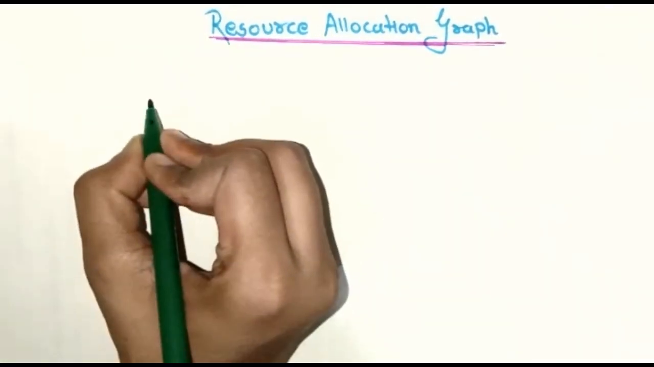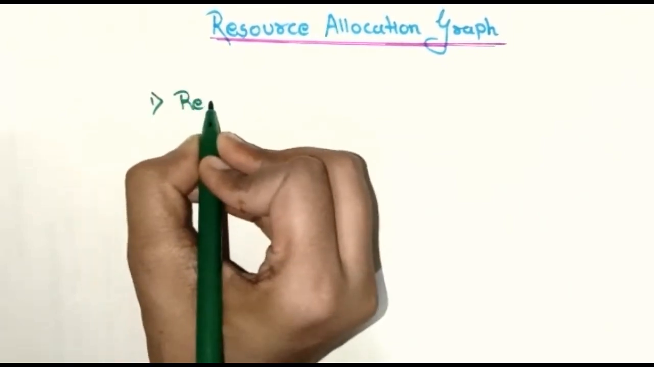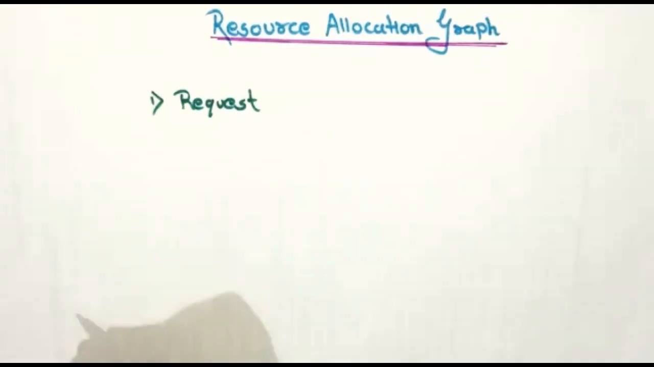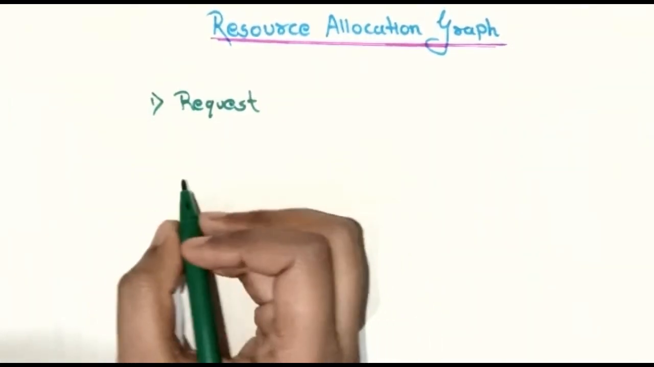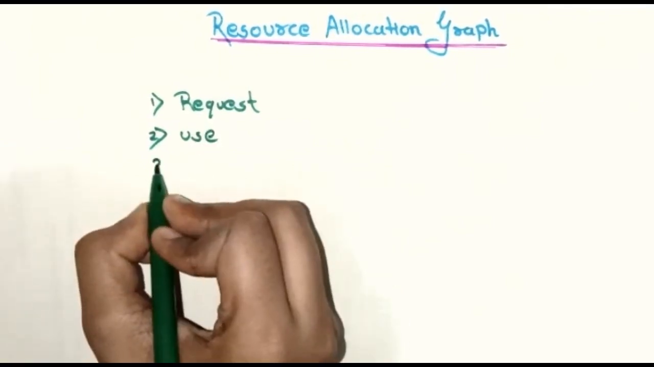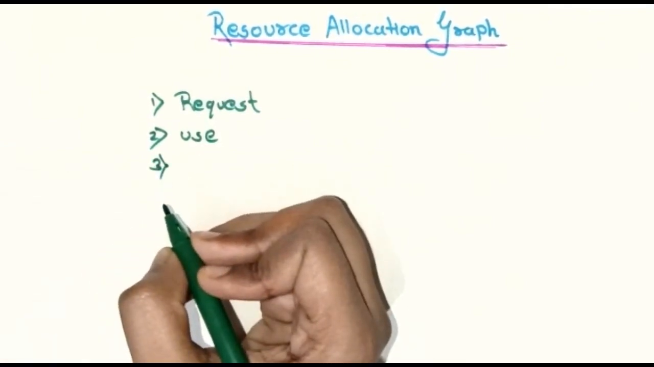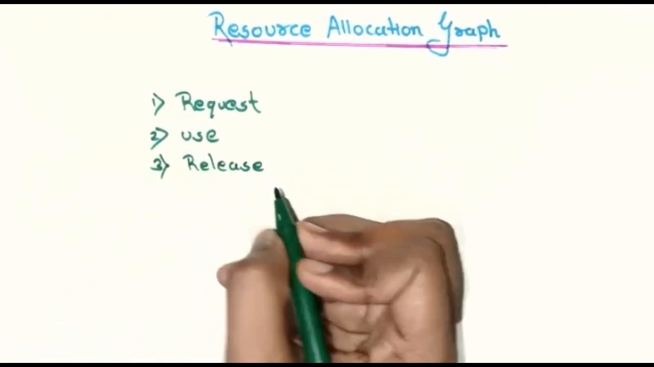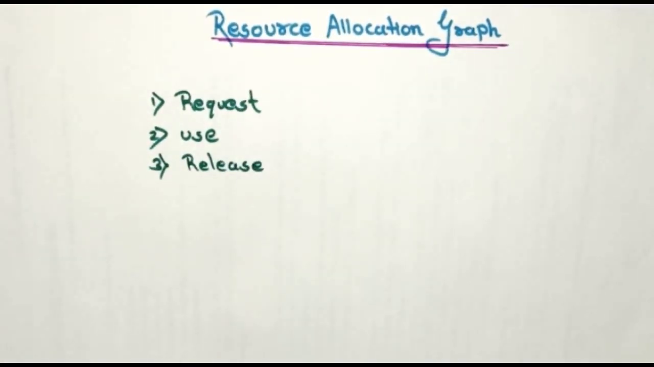First the process requests the resources, then it uses the resources, and then it releases the resources. Okay, so this is the basic condition.